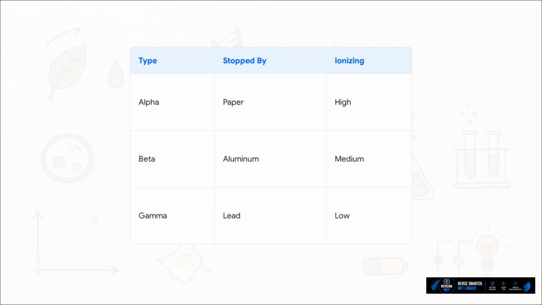And then there's gamma rays. Well, these are actually electromagnetic waves. They are highly penetrating. We're talking needing thick lead or concrete to even slow them down, but surprisingly, they're the least ionizing of the 3. Visualizing these differences like this in a table is for sure the best way to keep them straight in your head.